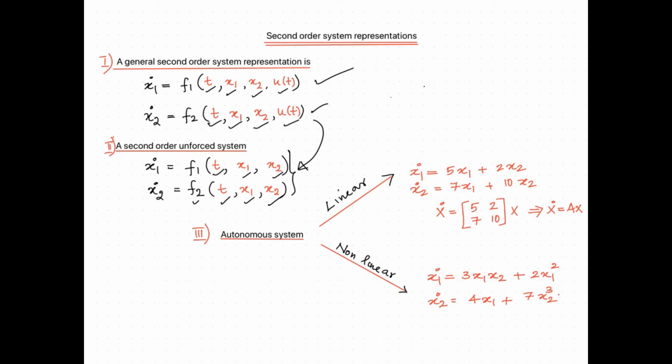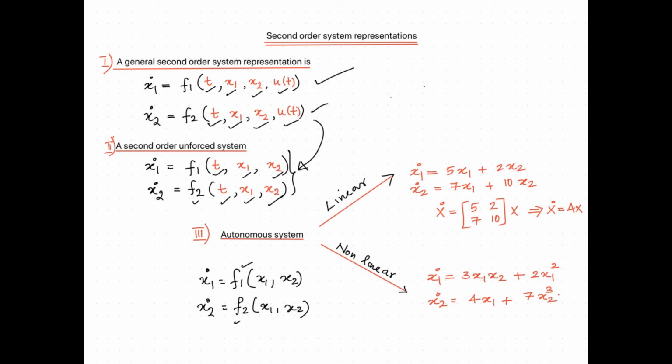Now we consider another class of second order systems wherein the time function is not explicitly present in the x1 dot and x2 dot equations. That is, x1 dot would be f1 of x1 comma x2 and x2 dot would be f2 of x1 comma x2. Such systems are called autonomous systems.